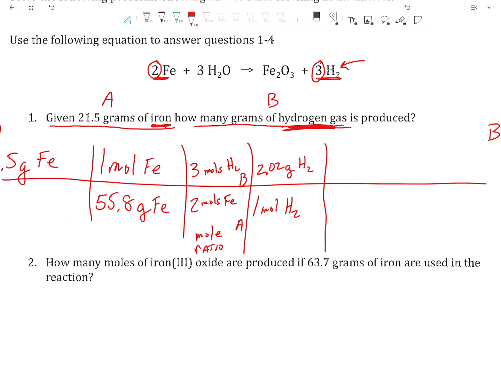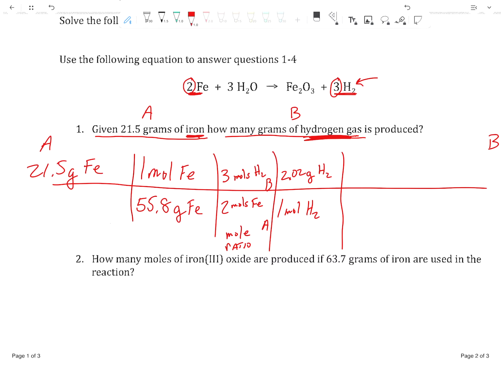And so now what we have to do is solve it with our math, and we have to understand that we're going to multiply everything across the top first, and then divide by everything across the bottom, okay? So we have 21.5 times 3 times 2.02. And if I remember right, that's going to give us 130.29, I think.